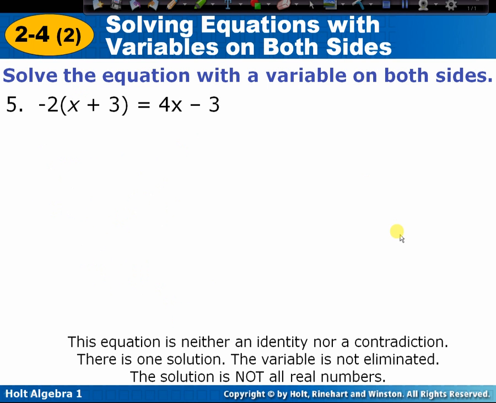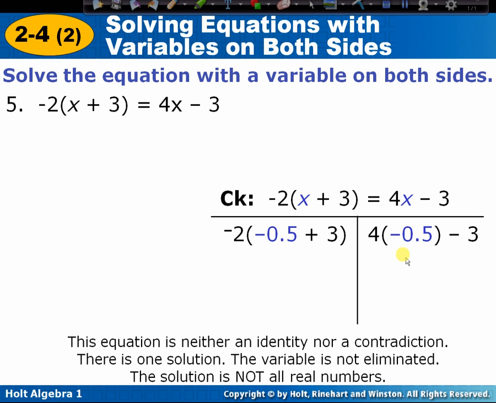We're going to look at how this check looks. You're going to go back to the original problem, and you're going to plug in -0.5 every time you see an x. You have -2, open parentheses, -0.5 plus 3. And over here you have 4, open parentheses, -0.5 minus 3. You combine them. This gives you 2.5 inside the parentheses here, and now you're going to multiply -2 by that. And then here, 4 times -0.5 is -2, plus 3, plus a -3.